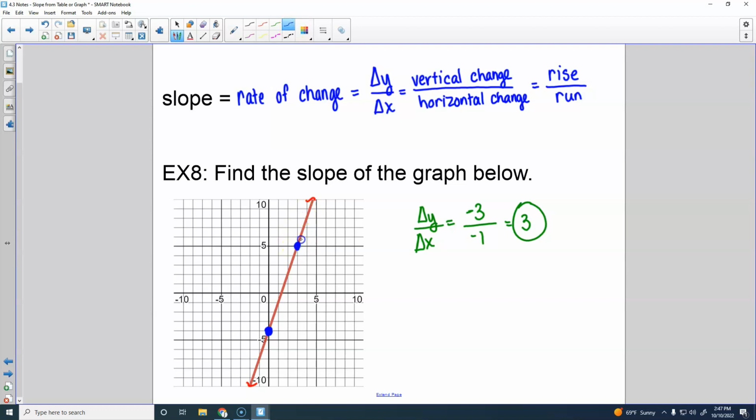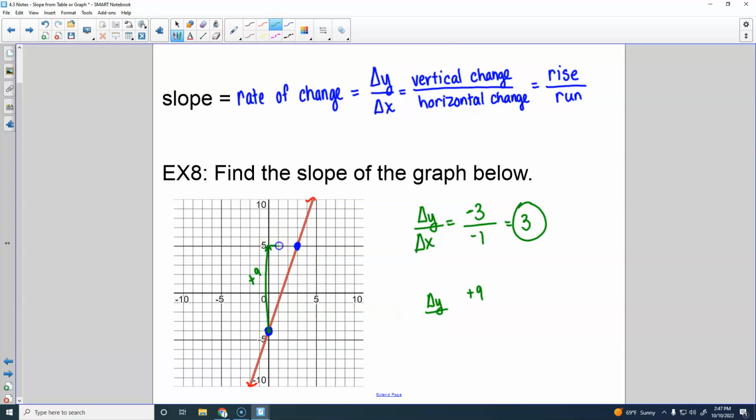These 2 points right here, I still can do the same thing. Also, let's say I pick the bottom point instead of the top point. So I'm starting right here at this bottom point. So I would have to go up this far: 1, 2, 3, 4, 5, 6, 7, 8, 9. Up 9. So my change in Y would be up 9.